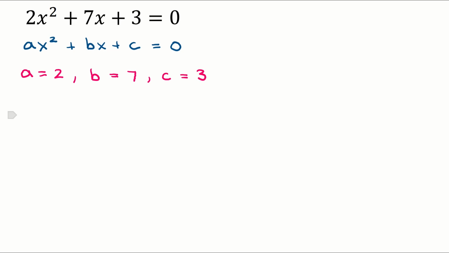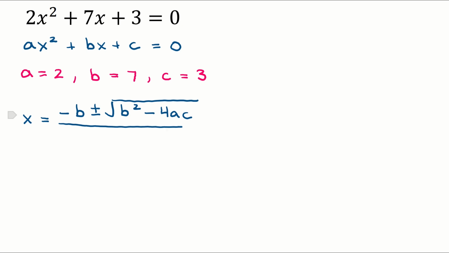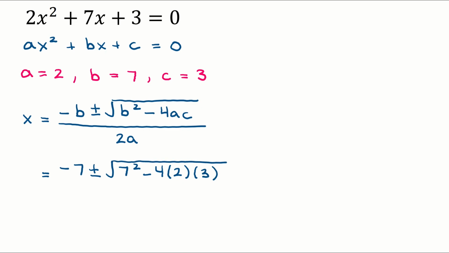After this, it's just about putting it into the formula. X is equal to negative b plus or minus the square root of b squared minus 4ac over 2a. When we plug this in, we get negative 7 plus or minus the square root of 7 squared minus 4 times 2 times 3, all divided by 2 times 2.